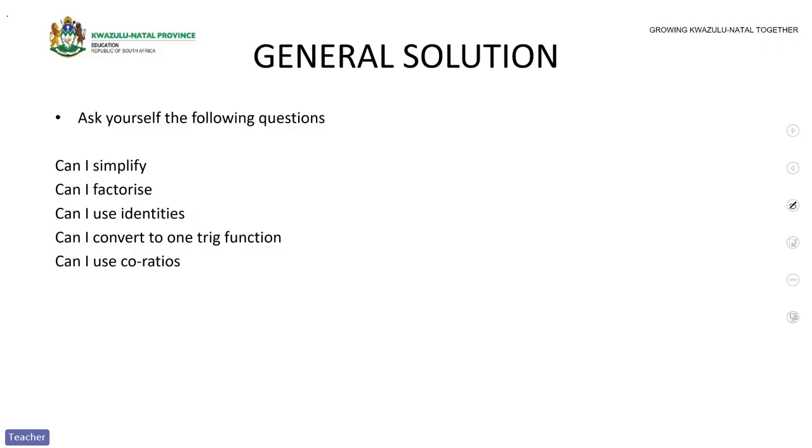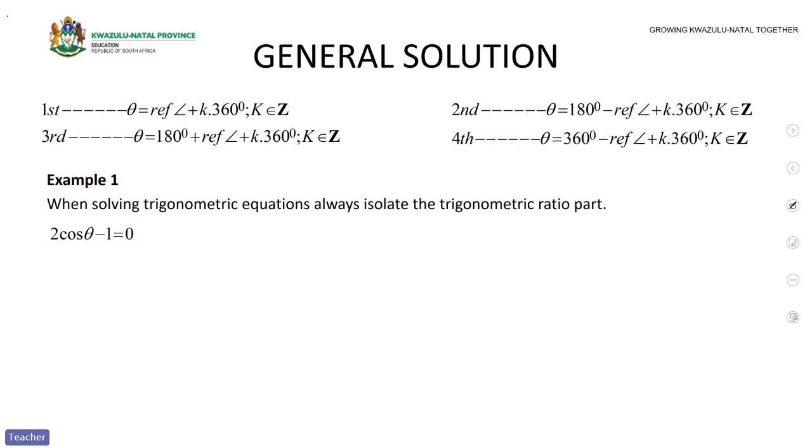Can I use trig ratios? Those are the questions that you need to ask yourself before you even start attempting solving trigonometric equations. Is this a double angle? Is there a double angle? Is there a compound angle? So these are the questions that you need to ask yourselves before we attempt to do these equations.